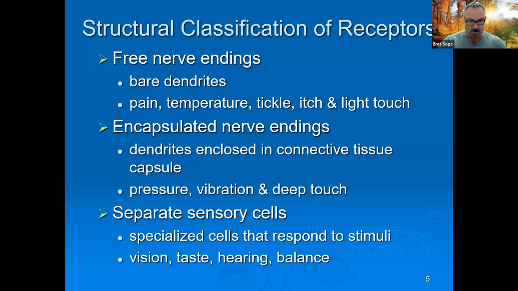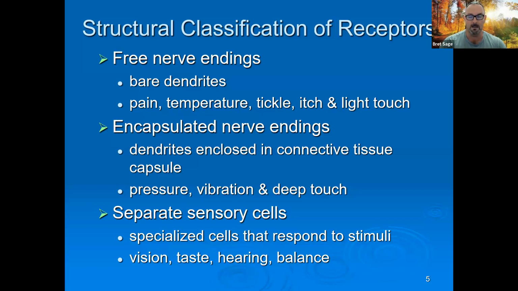What about separate sensory cells? Well, specialized cells that respond to stimuli. Now, why do we say separate sensory cells? Well, most of the cells that are sensing stimuli in your body are neurons. They're regular neurons with a cell body, dendrites, an axon, etc.